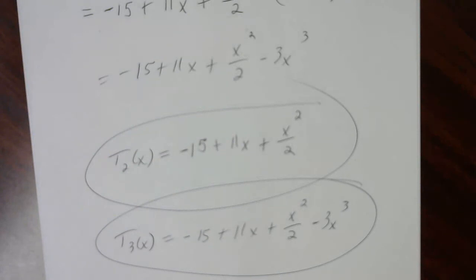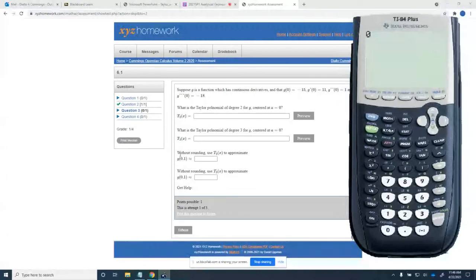So if we go back, okay, I'm trying to get back to the desktop screen. There it is. So now we're asked to approximate g of 0.1 for both the second and the third degree. So I'm simply going to take those functions and substitute x for 0.1. Now I actually do it here. I think I'll do it this way.